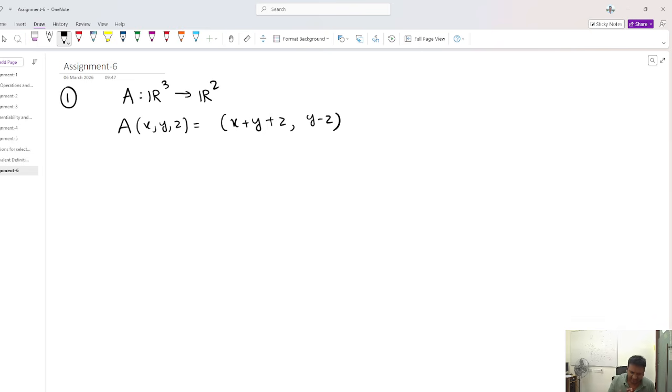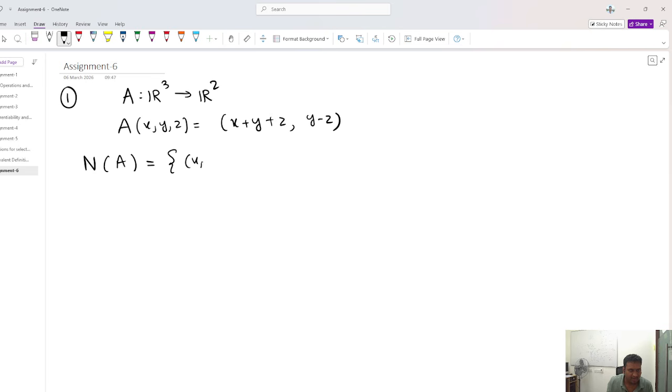So you have to determine which of the following sets forms a basis for the null space of A, right? So first of all, let us study what is the null space of A, and then we will use those equivalent criteria of basis. Okay, so let us compute what is the null space of A, whatever notation you want to use.